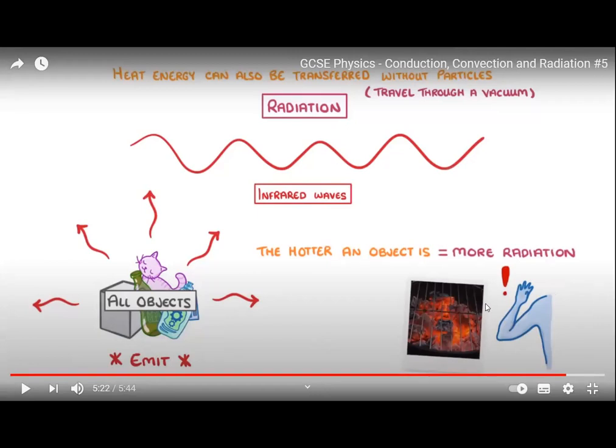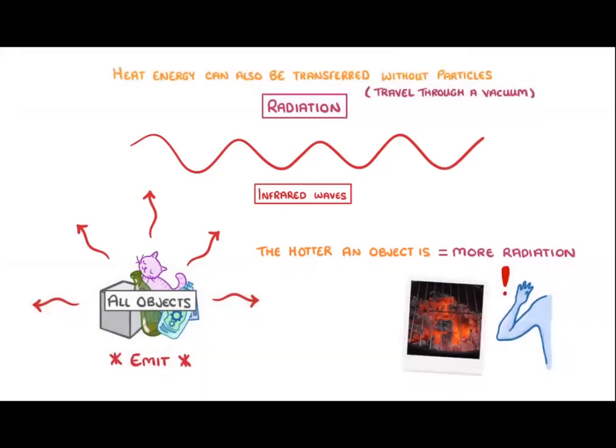Did you know that your body emits radiation? Your body emits infrared radiation, which is absorbed by your hand. The very hot metal and coal is emitting infrared radiation, which is absorbed by your hand. We take a closer look at infrared radiation when we cover the electromagnetic spectrum.